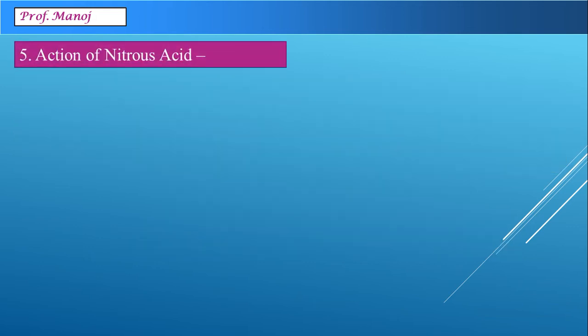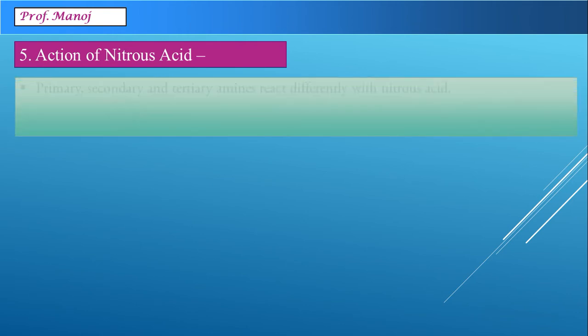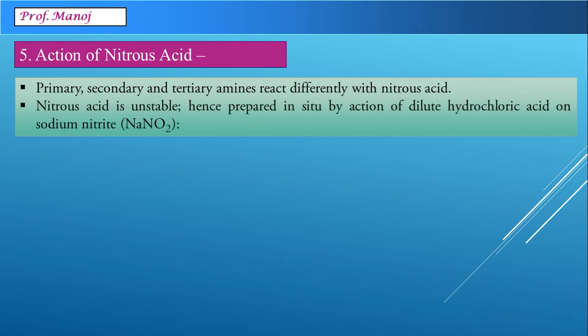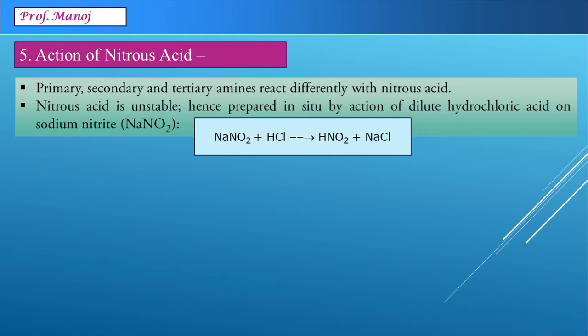The fifth reaction of amines is the action of nitrous acid. Primary, secondary and tertiary amines react differently with nitrous acid. Nitrous acid itself is quite unstable. That's why whenever we need it, we prepare it in situ by the action of dilute HCl on NaNO2. So NaNO2 reacts with HCl to form nitrous acid, HNO2. Let us see now the action of nitrous acid on different amines.